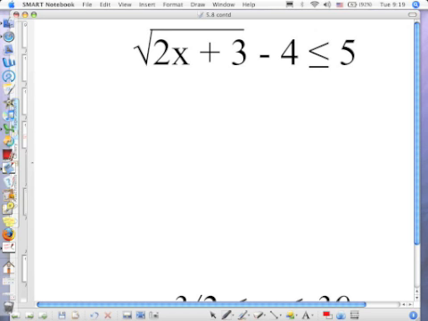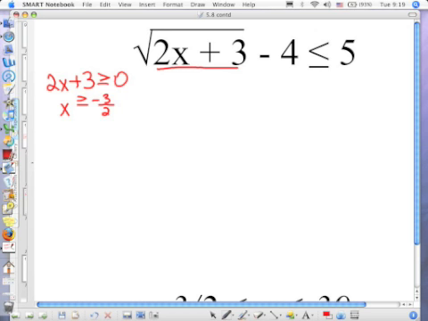Do we need to do step 1 and make sure that our radicand is positive? Yes. Why? Because it's an even root. Okay? So my first step is make sure that 2x plus 3 is greater than or equal to 0. Well, that means that x must be greater than or equal to negative 3 halves. Subtract 3 and then divide by 2. You have to do the opposite of what you do in the problem.